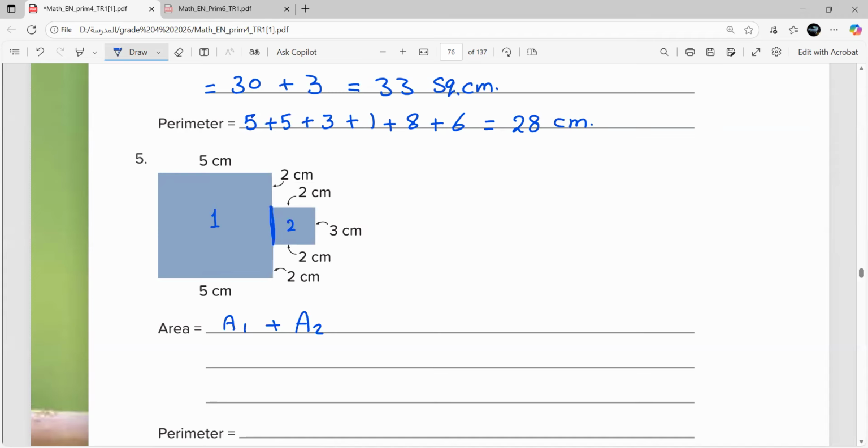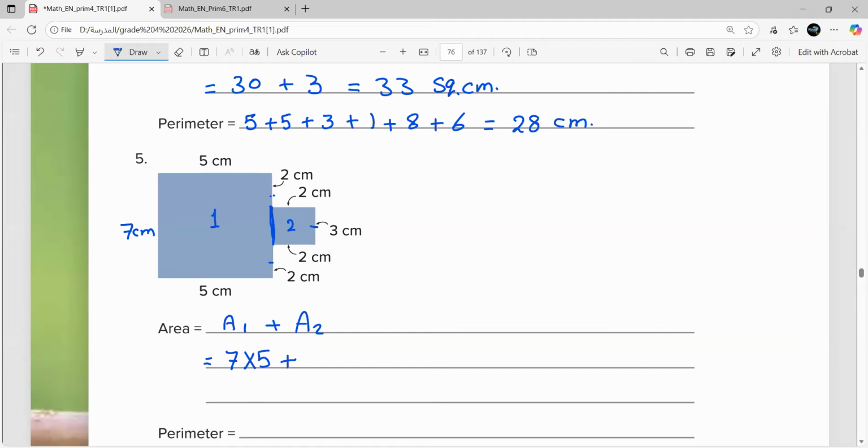So 2, 3, 2. 2 plus 3, 5, plus 2, 7. So this is 7 centimeter. And we have now length and width. So area 1 equals length times width, which equals 7 times 5. What about shape number 2?